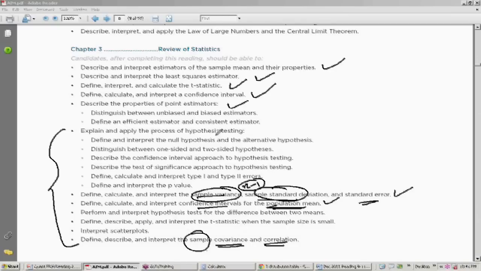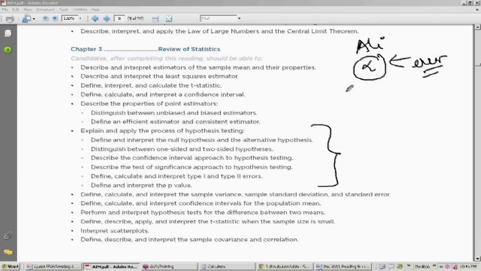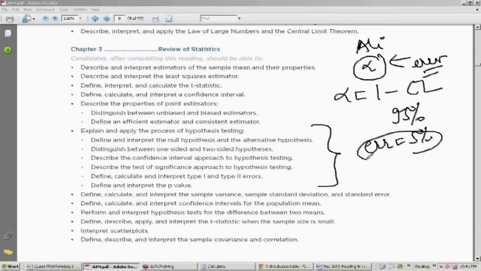So next class we will do hypothesis testing. Please note that this is a very important class, and try not to skip it. In it we will be understanding all of these things. I remember Ali asked about this. He mentioned that alpha is error. What exactly is alpha? Alpha is given as 1 minus your confidence level. When your confidence level is 95%, your error is 5%. We will be covering that when we cover type 1, type 2 error, etc.